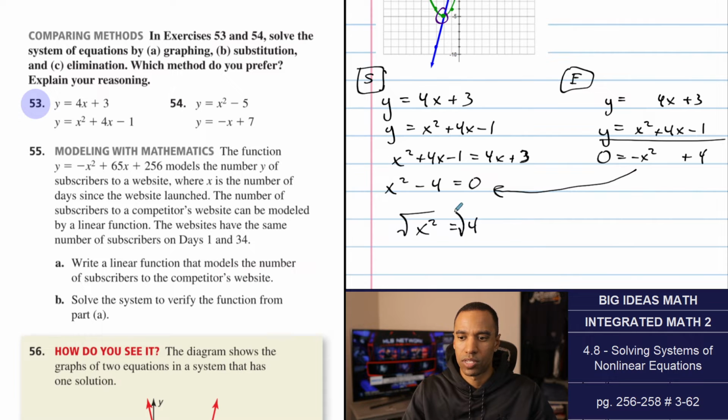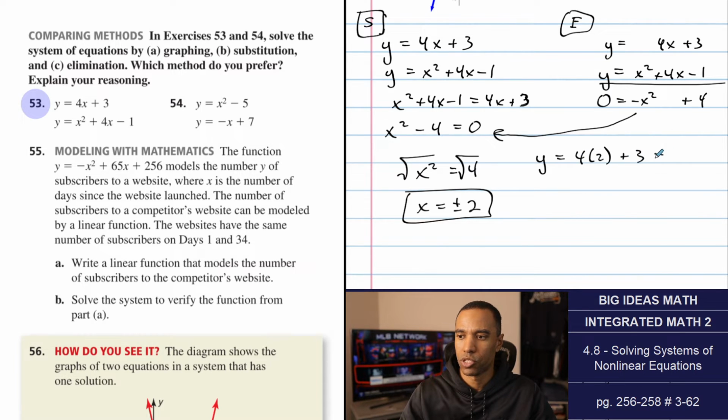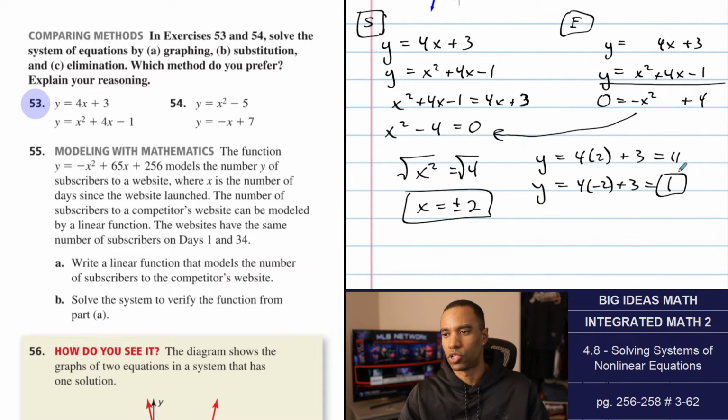Take the square root of both sides. You'll get x equals plus or minus 2. Now, those are the two answers we get out of that. Let's substitute 2 into either equation. I like the top one. y equals 4 times 2 plus 3, which is 11. y equals 4 times negative 2 plus 3, which is... No, sorry. Negative 8. Negative 8 plus 3 is negative 5.